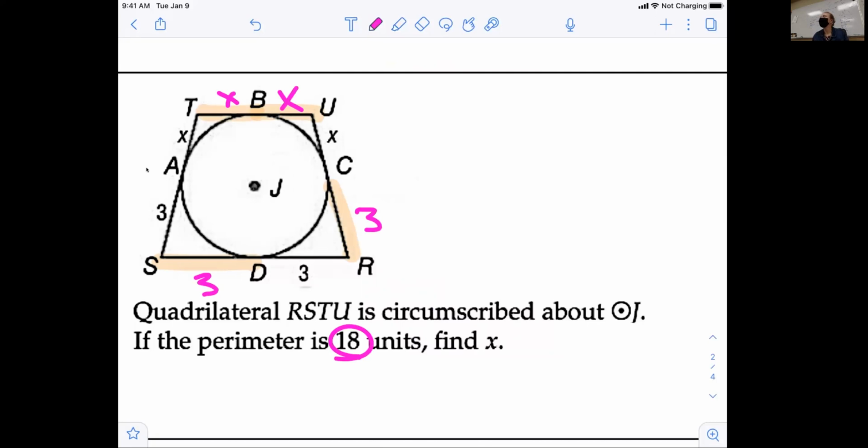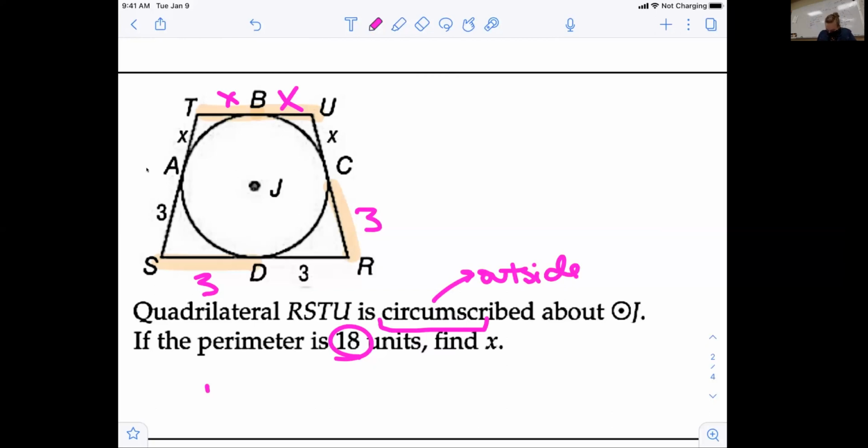Oh, they use the word circumscribed this time. It says the quadrilateral is circumscribed. That means it's around or outside of the circle. So inscribed means that that shape is inside the other shape. When it's circumscribed, it means it's about or outside the other shape. So the quadrilateral is on the outside, the circle's on the inside.